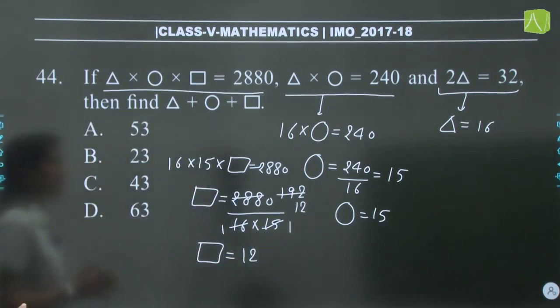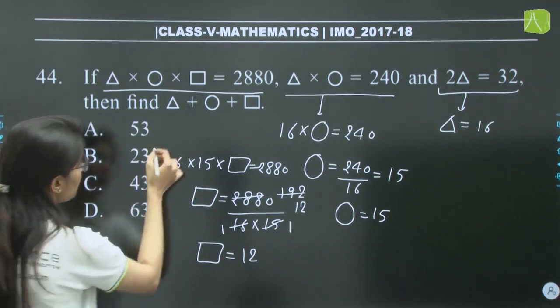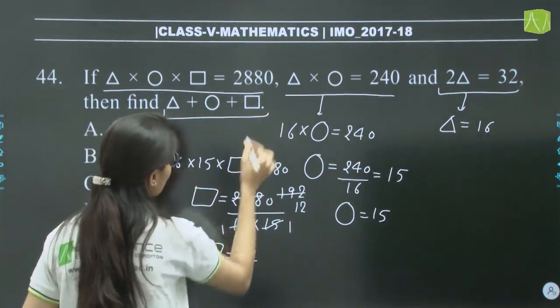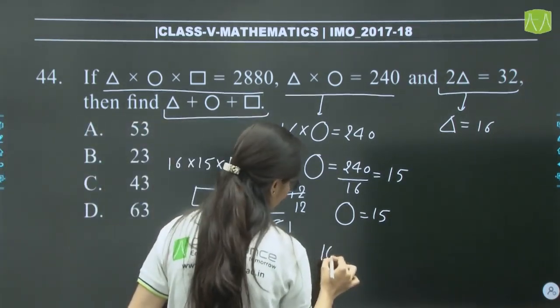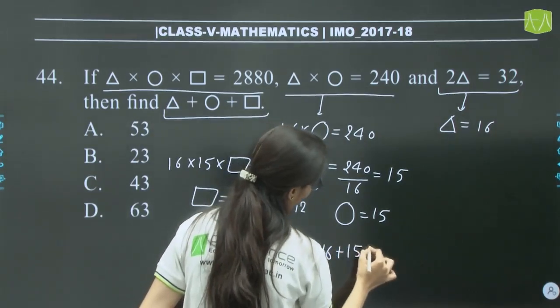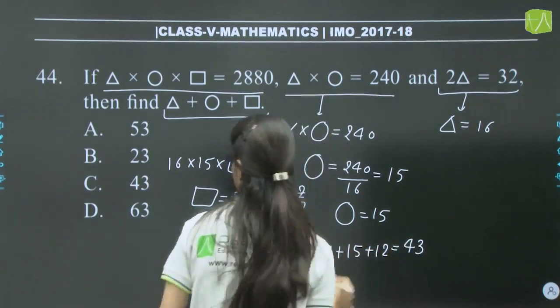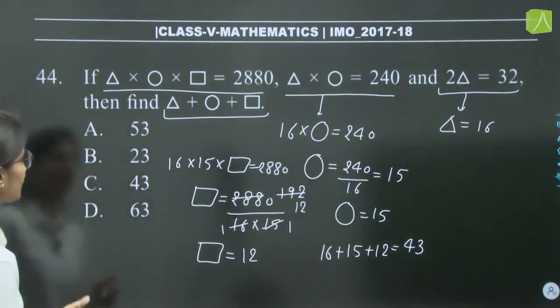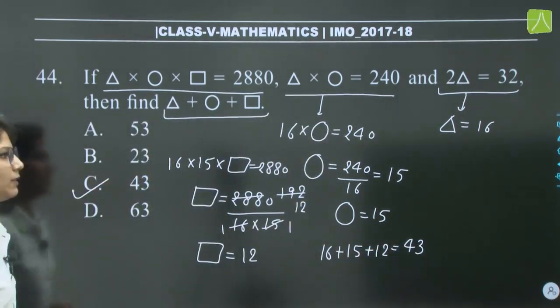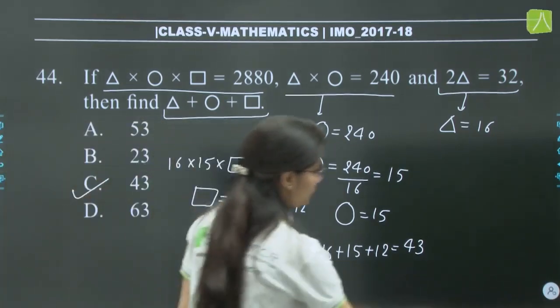Now you got all the 3 values of these figures. You only have to add the 3 values. So this will be 16 plus 15 plus 12. And when you add this, the answer will be 43, which is option C. So let's move to the next question now.